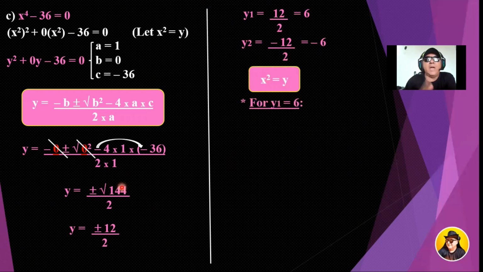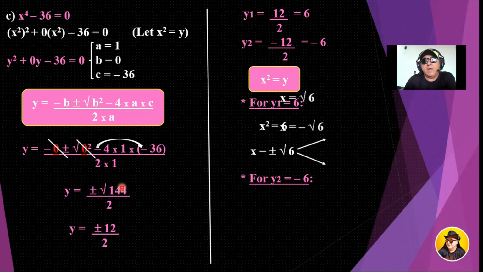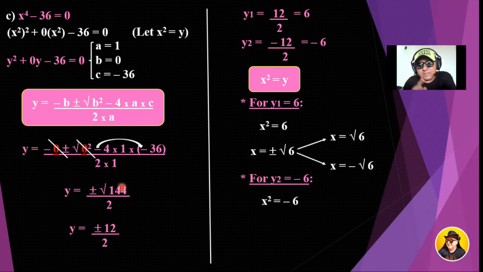Then remember, x squared is y. So for y equals 6, and then for y equals minus 6. Let's see. x squared is 6, so x is plus or minus root of 6. Separating them, x is root of 6 and x is minus root of 6. Now, pay attention to this. x squared is minus 6 and x is plus or minus root of minus 6.